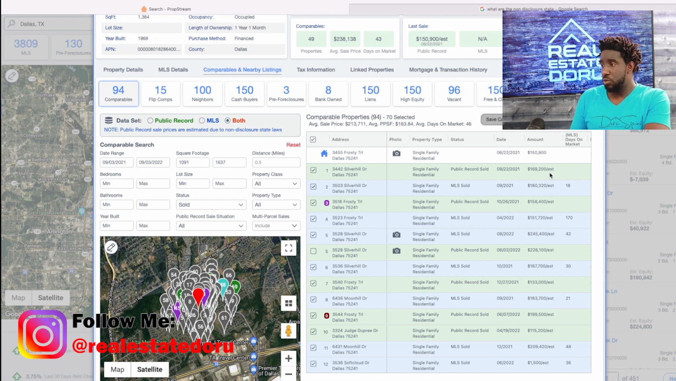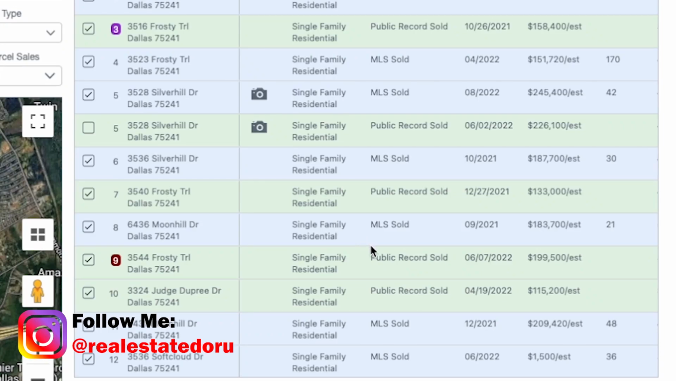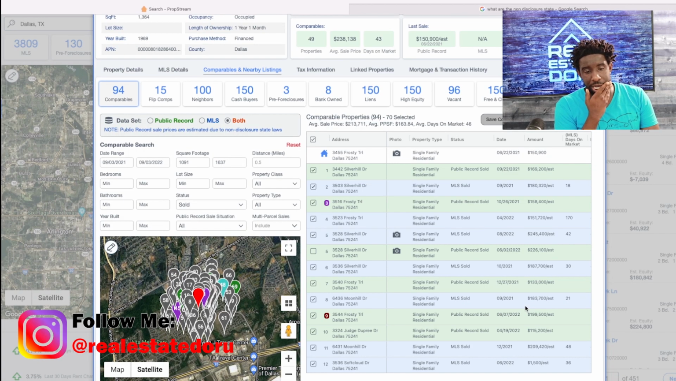So whatever you do when you're looking at this, let's look at number 8. Number 8 says MLS sold 183,700. What we're going to do is just round up and say it probably sold for like 184. Or it probably sold for 183.